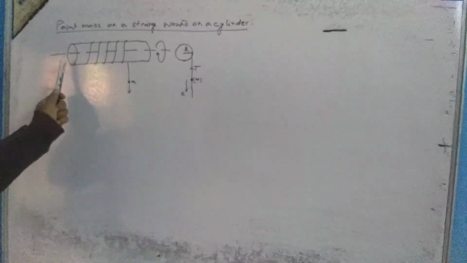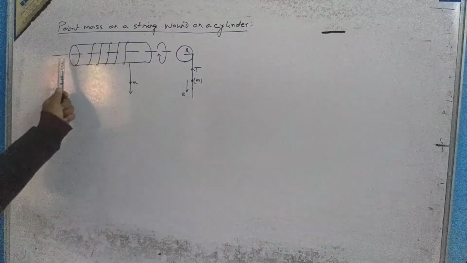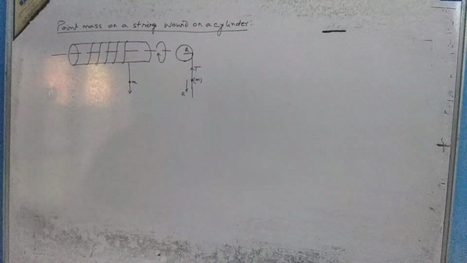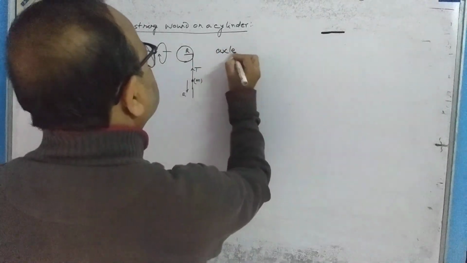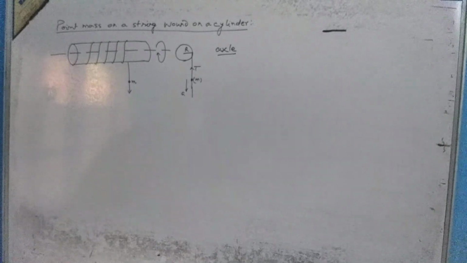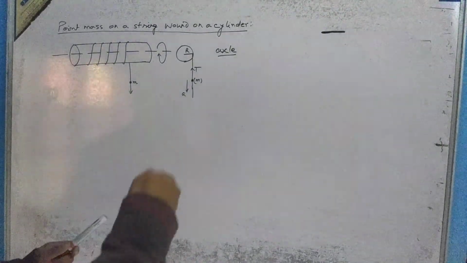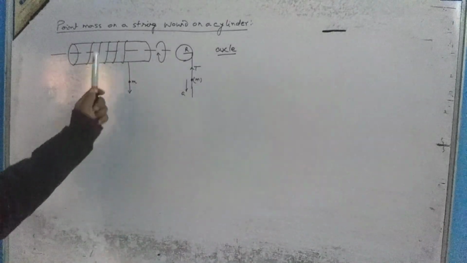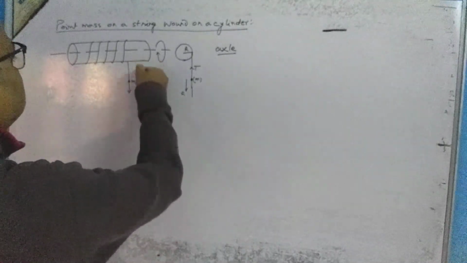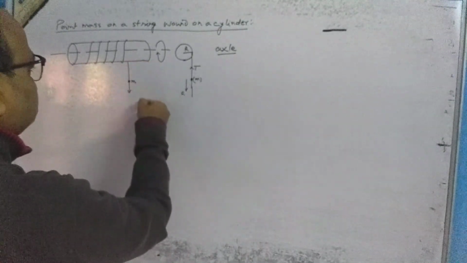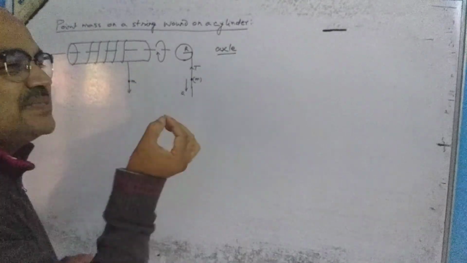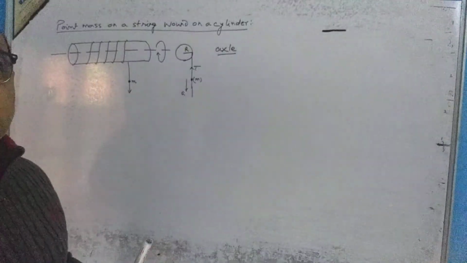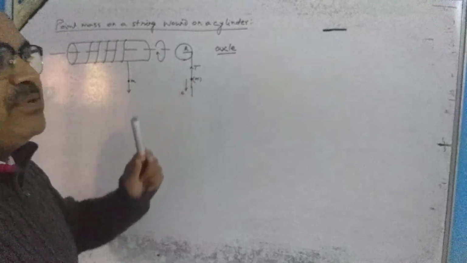Try to follow. This is a solid cylinder. This is a dotted line. This is the axle of this solid cylinder. And on this solid cylinder, a completely inextensible string is wound. And this is the end which is going. In this, a point mass M is attached. Here the cylinder has the radius capital R.